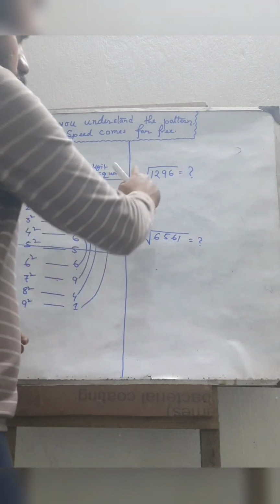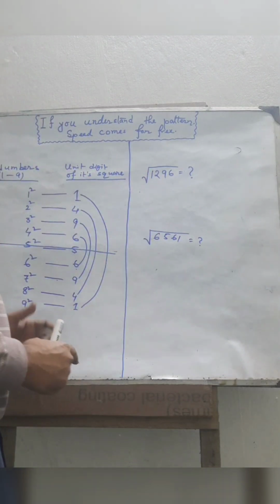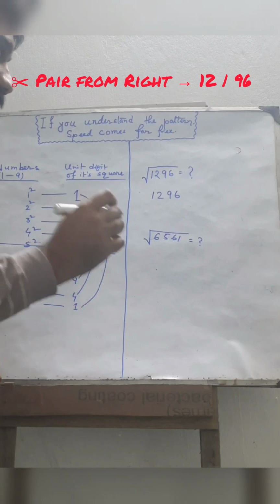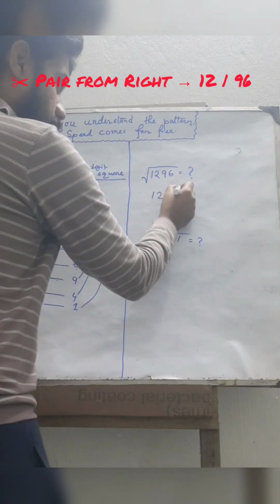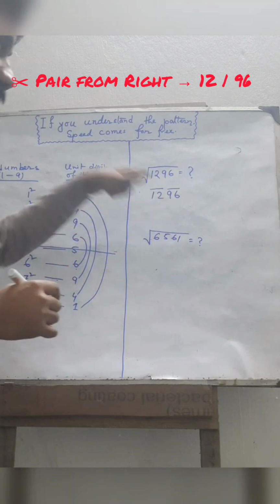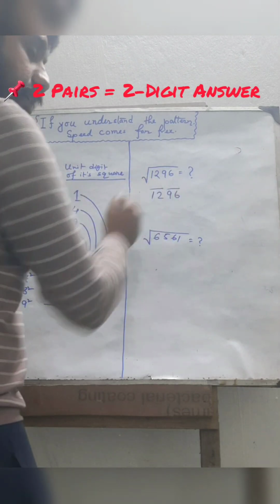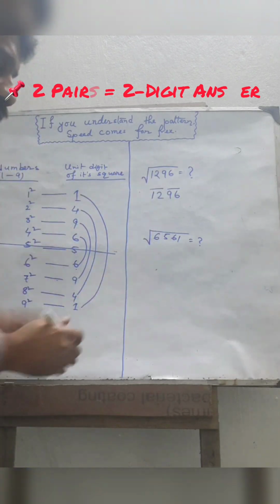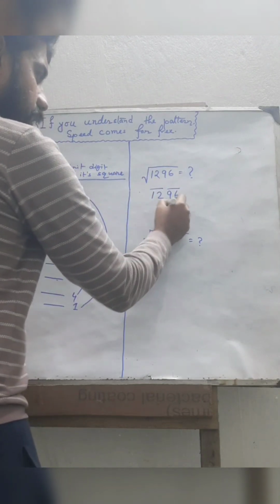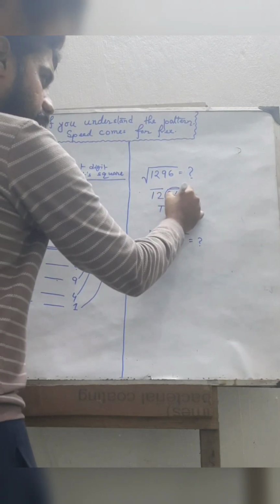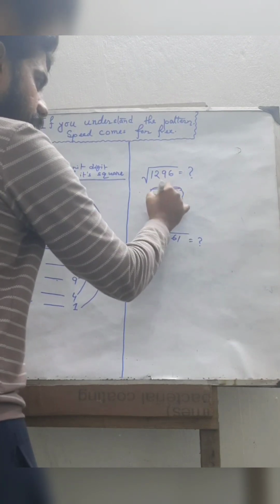Now how do we find the square root of 1296 using this table? First we have to mark the pairs from the right. This is one pair, this is another pair. So this number has two pairs, so the square root of this number has two digits: one is the unit digit and one is the tens digit. Now this pair will give the unit digit and this will give the tens place.